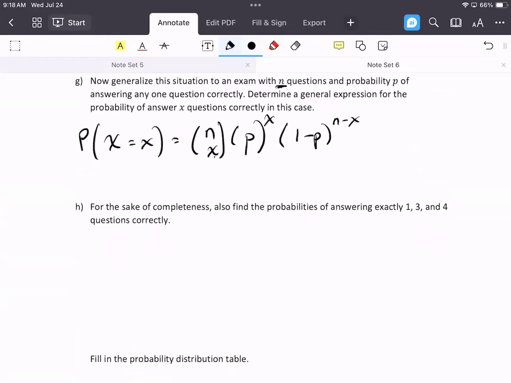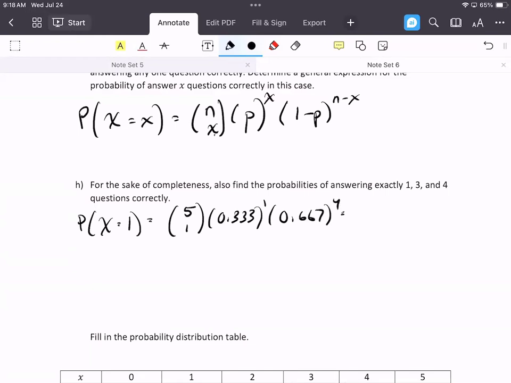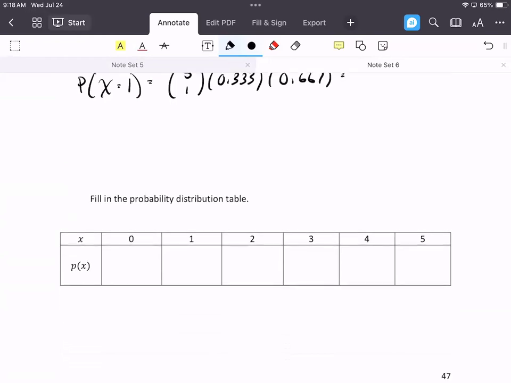Now, for the sake of completeness, also find the probabilities of answering exactly 1, 3, and 4 questions correctly. So in this case, let's see, we want exactly 1 correct. I'm going to do 5, choose 1. We're going to get 1 correct. And then we're going to get the rest of them incorrect. And that's how you would write it out. I would like you to take some time to actually write those out, to figure them out, but I'm going to give you the answers so that you can check yourself. If you're struggling, please come to office hours for help.